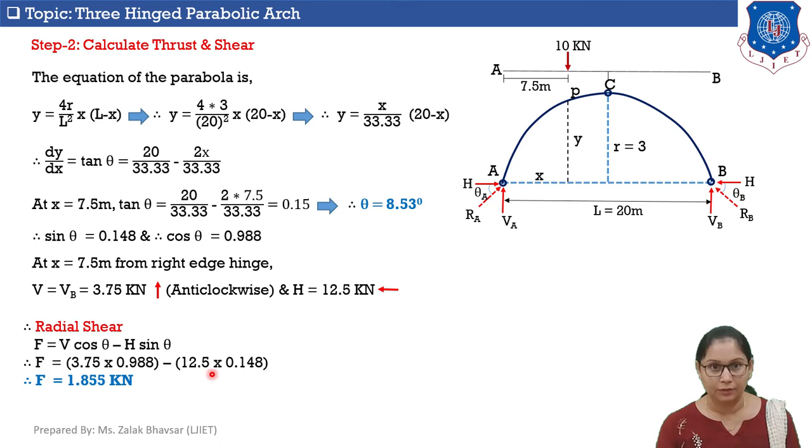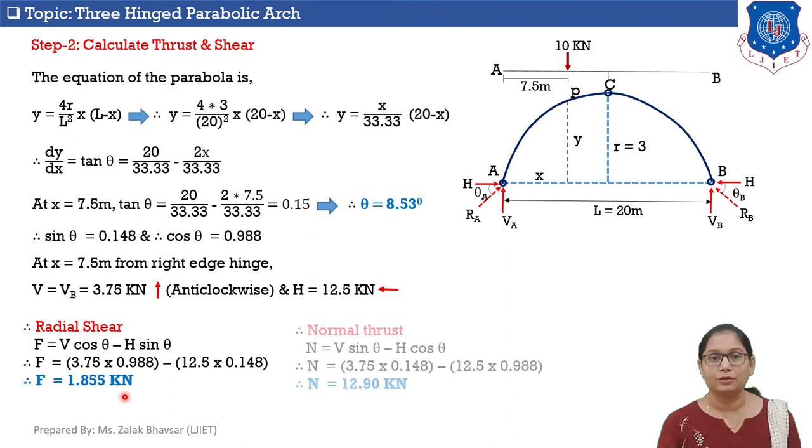H is equal to 12.5 and sin theta is 0.148 as we calculated. So, I am getting radial shear F is equal to 1.855 kN. Similarly, we can calculate normal thrust. So, normal thrust N is equal to what? V sin theta minus H cos theta. Here V is 3.75, sin theta is 0.148, cos theta is 0.988 and H is equal to 12.5. So, I am getting normal thrust N is equal to 12.90 kN.